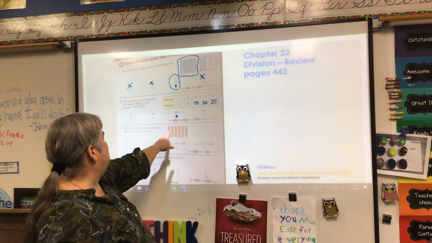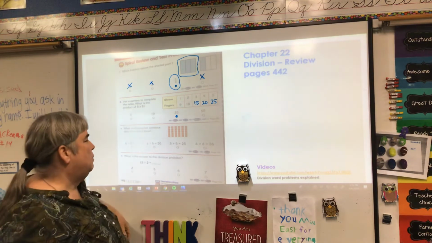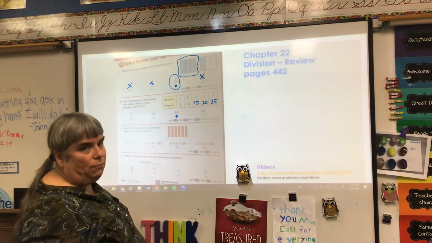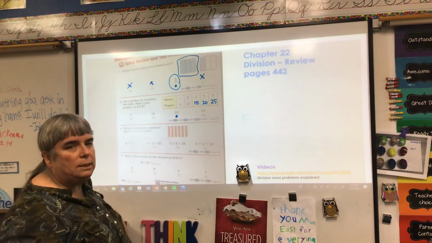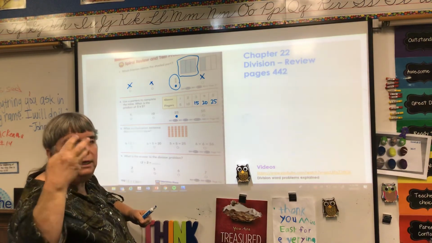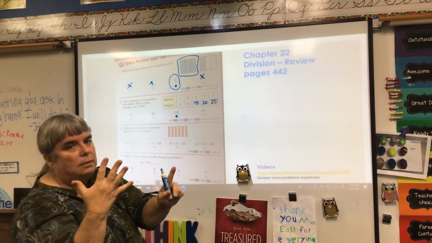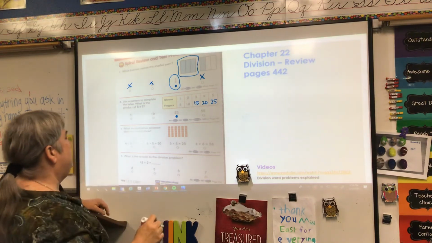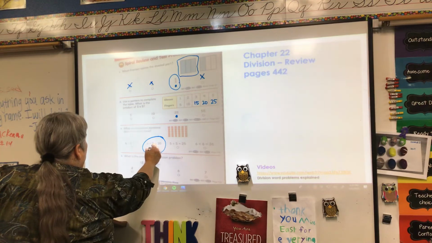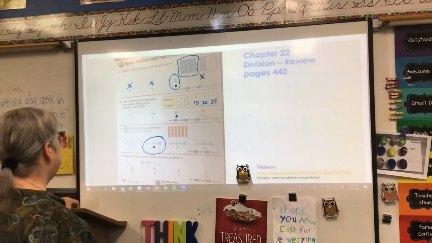And I need to know going this way, 1, 2, 3, 4, 5, 6. So it looks like we have 6 and 5. 6 sets of 5. So I need to skip count to see what my answer would be. 5, 10, 15, 20, 25, 30. So that's 6 sets of 5 equals 30. So it looks like I'm going to choose this one. 6 sets of 5 is 30.